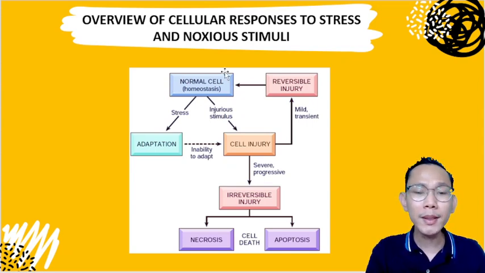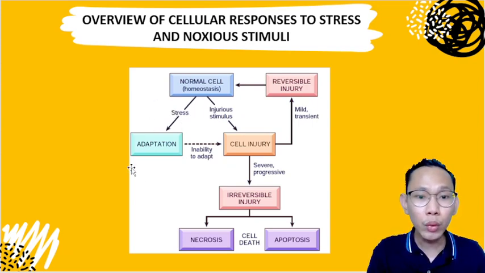However, our normal cell is continuously being exposed to different stresses. That's why our cells need to adapt because of the presence of these stresses. However, if our cell cannot adapt, or there is inability to adapt, what will happen? There will be cellular injury. If that cellular injury is only mild or transient, then that's going to be a reversible injury and the cell can go back to a normal cell or to its homeostatic state.